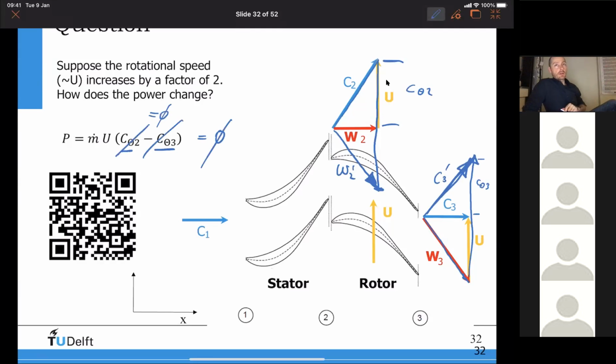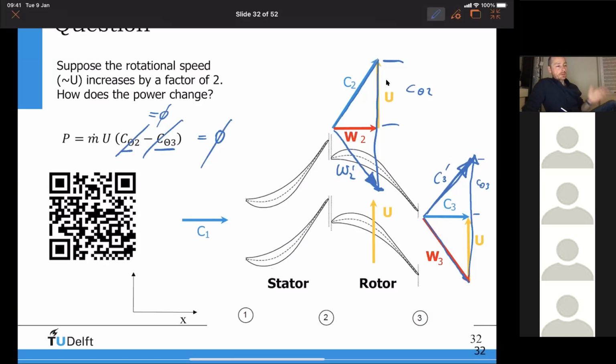Ideal. I didn't talk about losses here, but you can see that if I assume that the flow doesn't separate like crazy, and the flow simply follows the blade angles, then if I increase the rotational speed of a turbine without changing the mass flow, I decrease the power that I extract. And this is also something that is called the runaway condition.